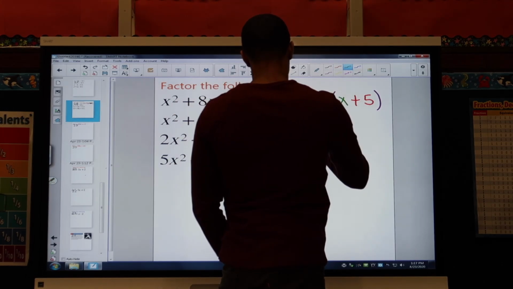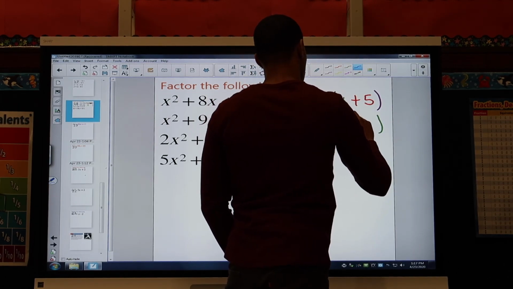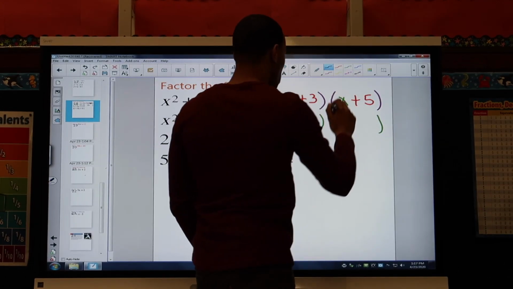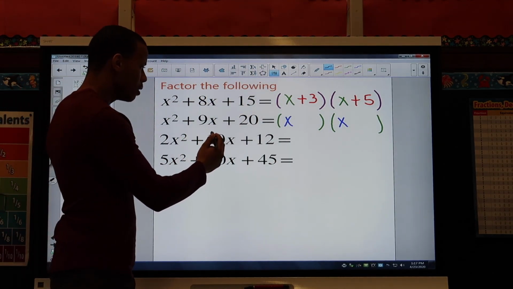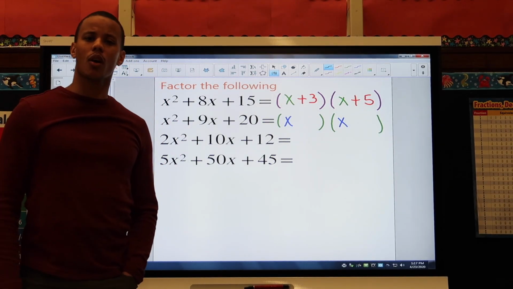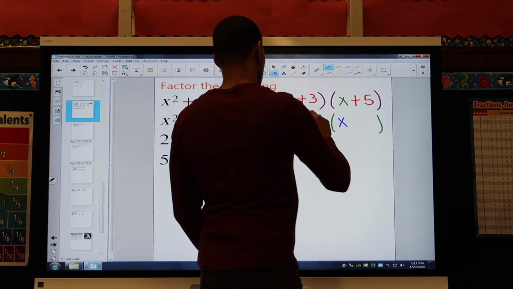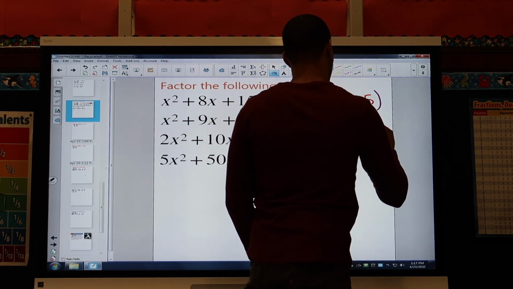Again, I know what they look like, so this will be x. There we go. Let's get the x's in there. And then what are we looking for? Two numbers that add up to 9 and multiply to 20. So I'm thinking that'll be 4 and 5. So this would be plus 4, and this would be plus 5.